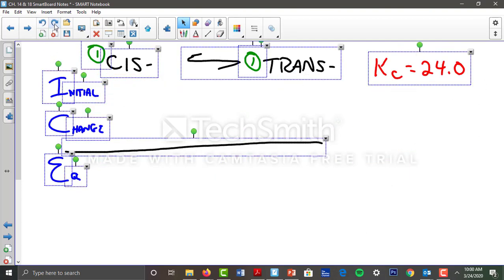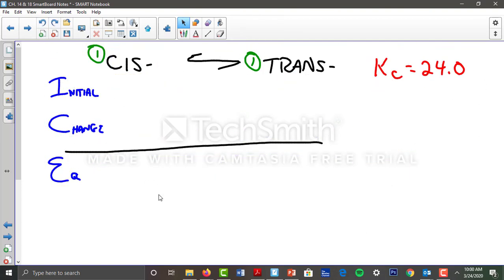So I went a little too far here. All right. So the example that they use is a cis-trans form in which the equilibrium constant is 24.0. Again, keeping in mind that when the equilibrium constant is greater than 1, that means at equilibrium there's going to be more product than reactant.